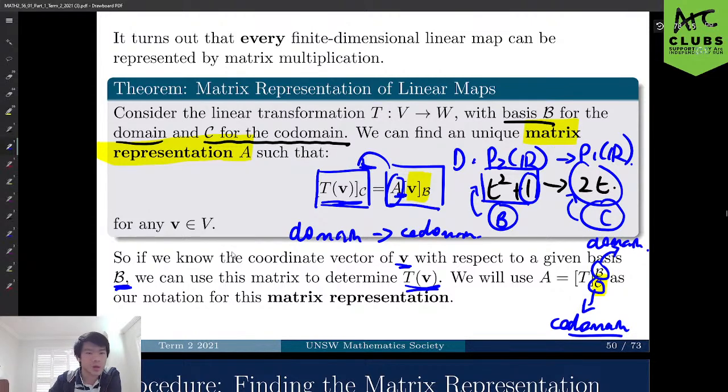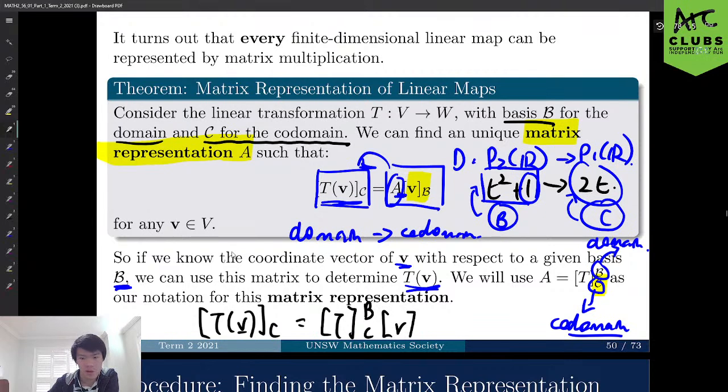And if you write this out, it actually becomes somewhat easier to remember. So T of V with respect to basis C equals T, and then you have a B at the top, C at the top, T at the bottom, and we have B of B. The idea is that we cancel out, right?